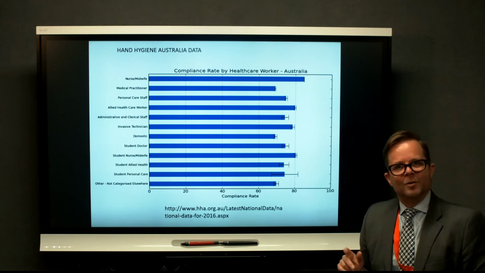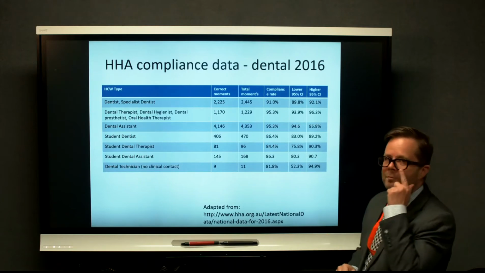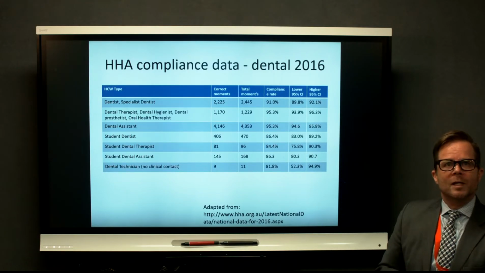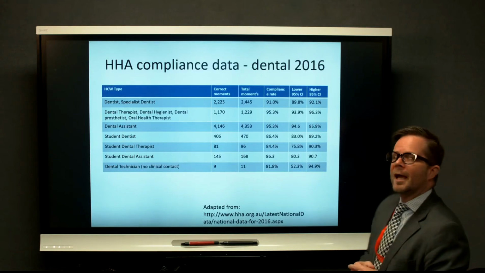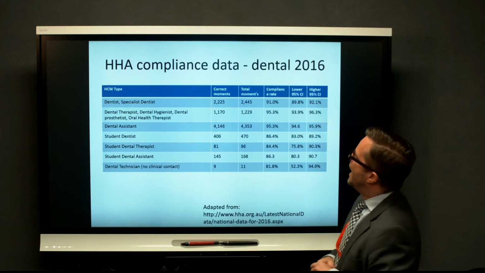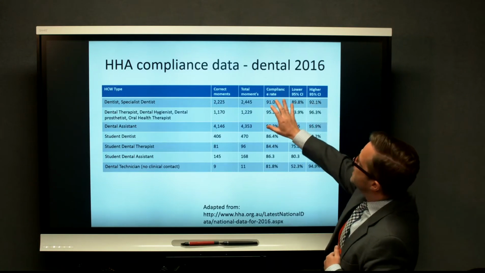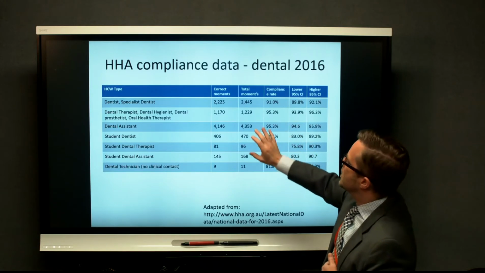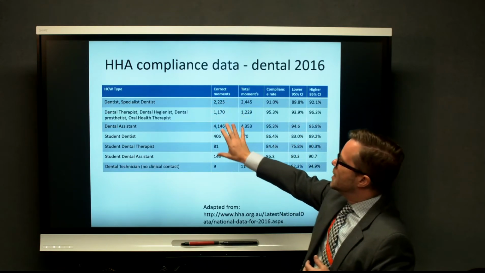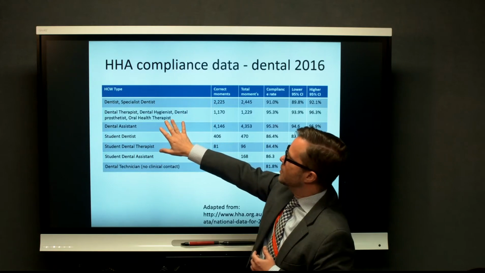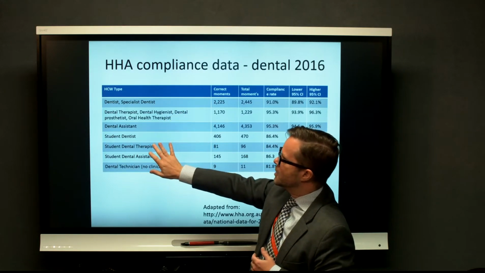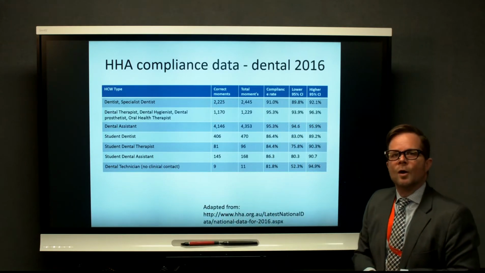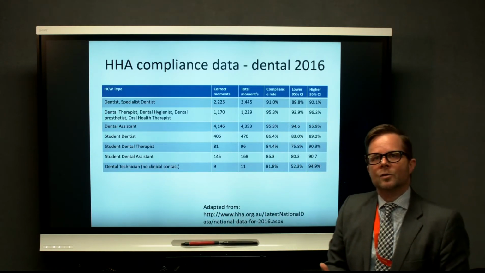But it gets even more interesting. Let's have a look at this. So what I've done here is taken data again from that database to look at dental-only categories of workers. And what I've done here is just looked at the compliance rate, which is this column here. So here, all of these people, dentists, dental specialists, dental therapists, oral health therapists, dental assistants, student dentists, student dental therapist, student dental assistant, and dental technician, were all observed in the clinical setting.